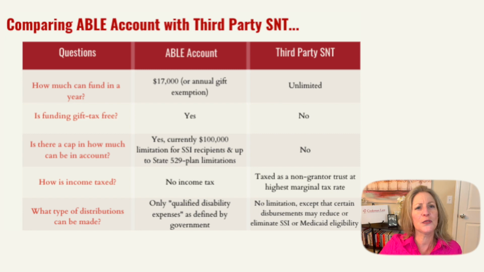All right, so what kind of distributions can be made from a special needs trust or from an ABLE account? For an ABLE account, you can pay for qualified disability expenses, which is really a lot of things. Anything that the child needs for their life and really for their happiness. And then a third-party special needs trust is even broader. It can pay for really just about anything, but both of them are very broad. There aren't a lot of restrictions.